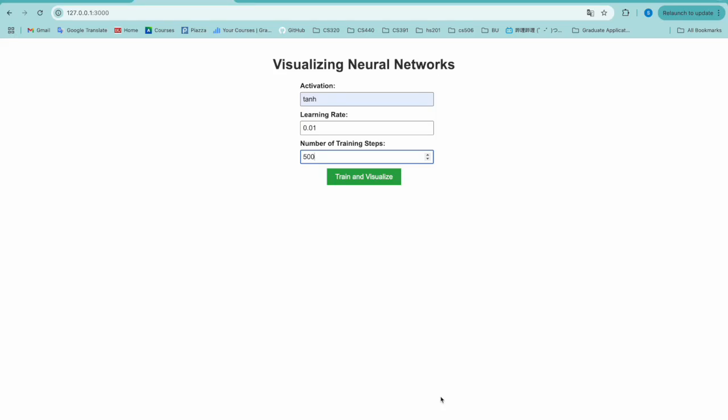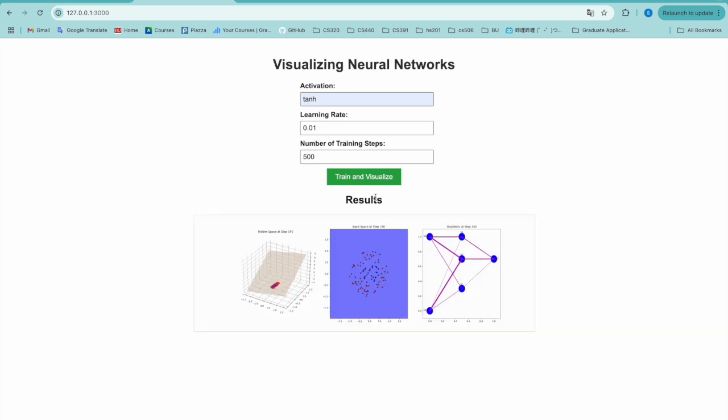In this demo, I will talk about the training process of a neural network using the following setting. Tanh activation, learning rate of 0.01, and the number of training steps of 500. The hidden space graph shows how the input data is transformed through the hidden layers of the network.